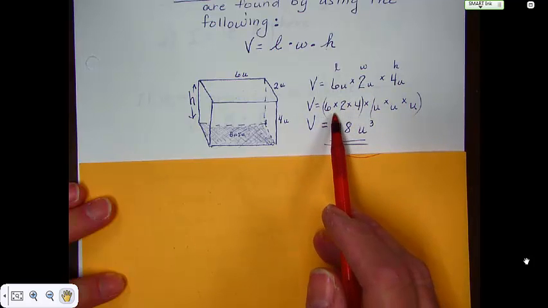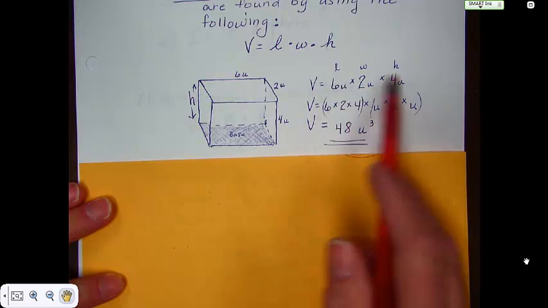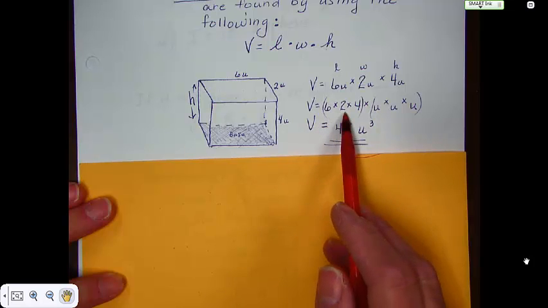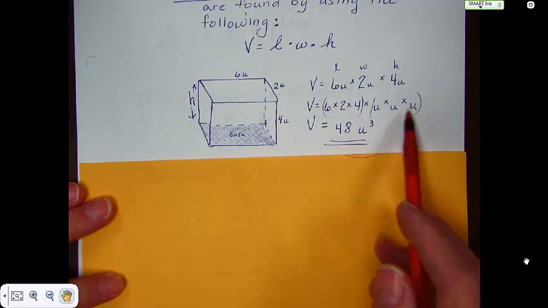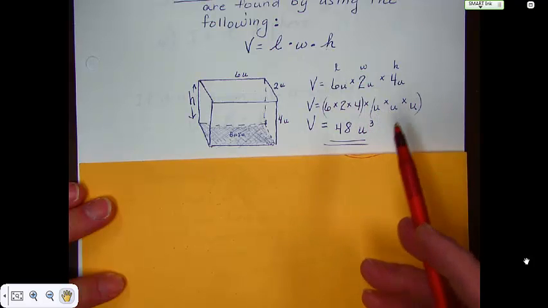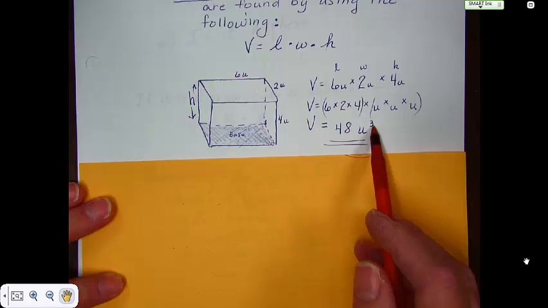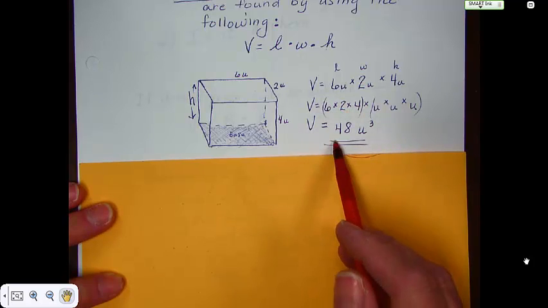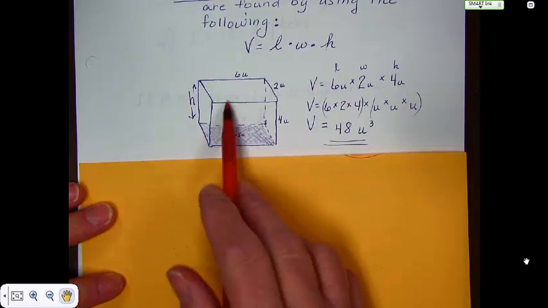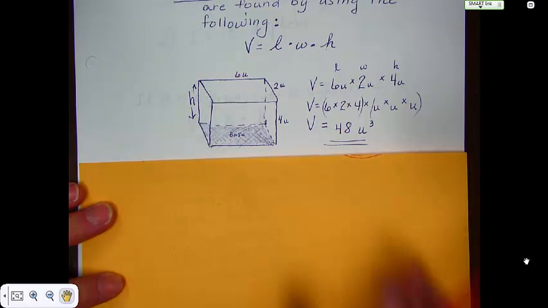Notice that because of the commutative property, I can split these out and end up with 6 times 2 times 4, and then I split out the units, and I have units times units times units. It just illustrates why there are units cubed. It's 48 units cubed. 6 times 2 is 12, times 4 is 48. So that would be the volume of this particular polyhedron geometric shape.